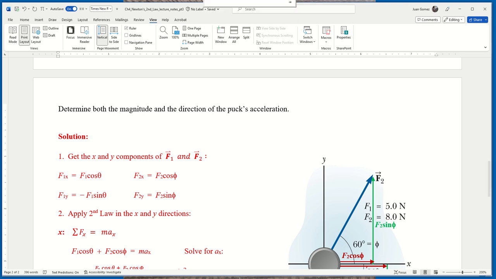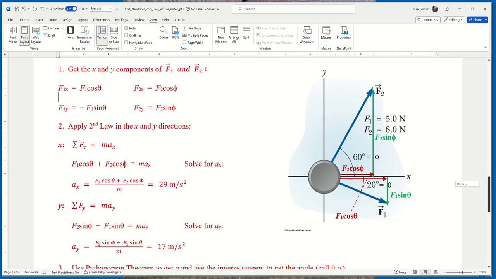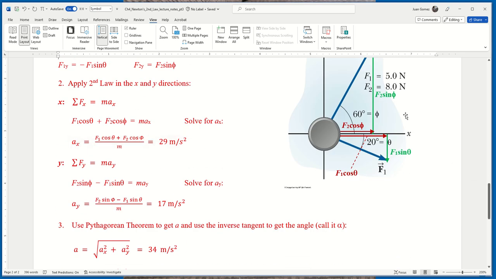So again, let me go back. Sum of the forces in the x direction equals max. Well, what two forces are acting in the x direction? f1 cosine theta and f2 cosine phi. They're both positive. What does that sum equal? m times ax. Solve for ax. Nothing complicated. ax is given by this equation. We know f1 and f2. We know theta. We know phi. We know m. Plug in numbers. You get ax is 29 meters per second squared. And notice it's positive.